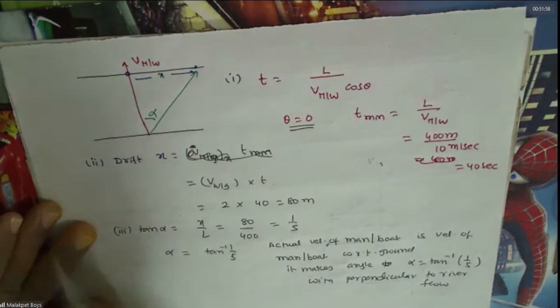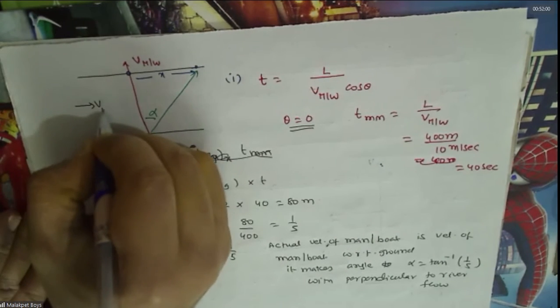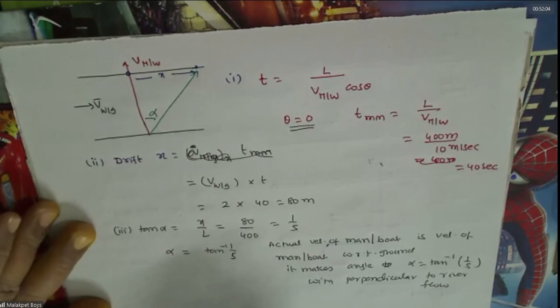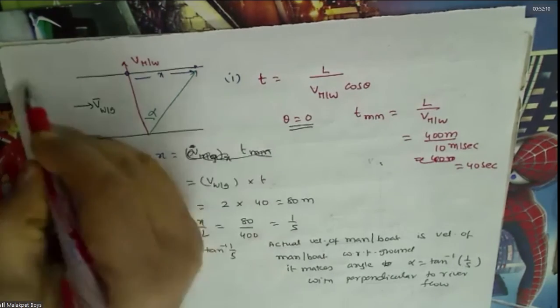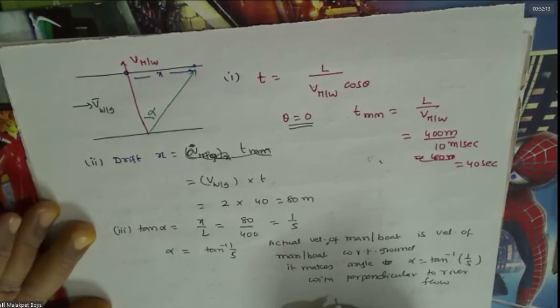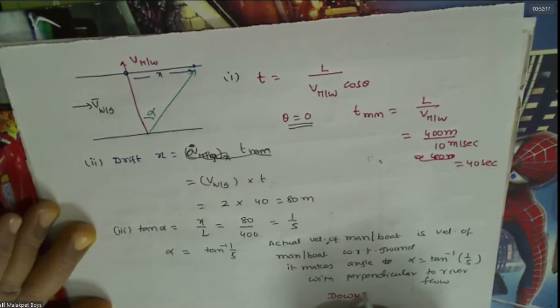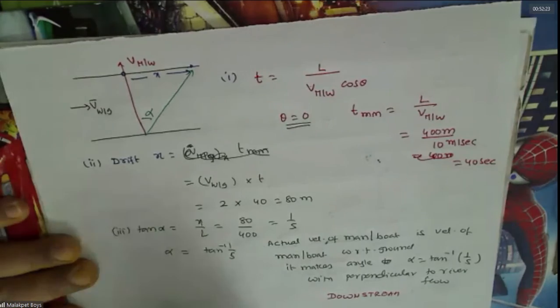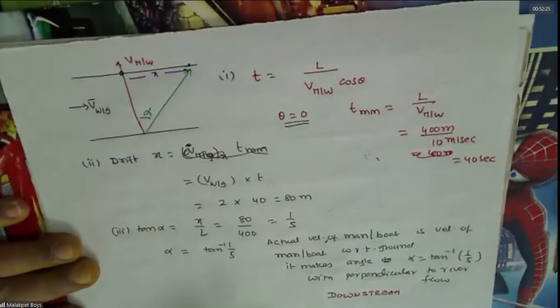Now, this is the velocity of man with respect to ground. Is this direction upstream or downstream? You have to mention that also. Means like this or like this, you have to mention. What is the direction? Downstream. You have to mention it because it may be upstream also. So we'll give two options. Downstream is this, upstream is this. Remember this?